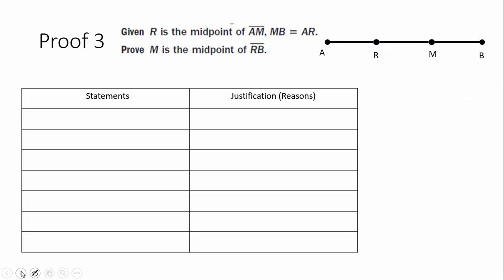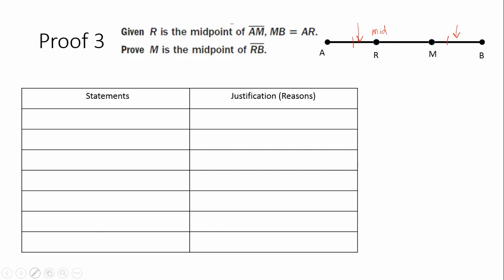Now let's take a look at proof number 3. We're talking about segments here. So in this picture, it says that given R is the midpoint from A to M. And we know MB, this piece right here, is equal to AR. That means their lengths are equal. So we know that these guys are in fact equal. We know that this is the midpoint. We need to show that M is the midpoint from R to B.